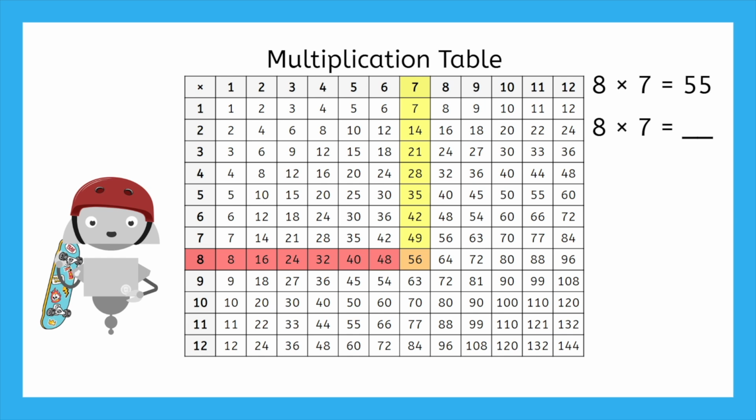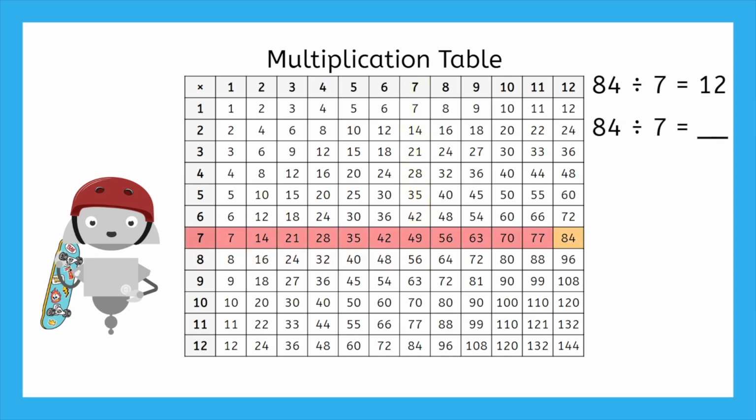Solving 8 times 7 on the multiplication table shows a slightly different product. That answer of 55 is close, but 8 times 7 is actually 56. And 84 divided by 7? That does equal 12. Nice.